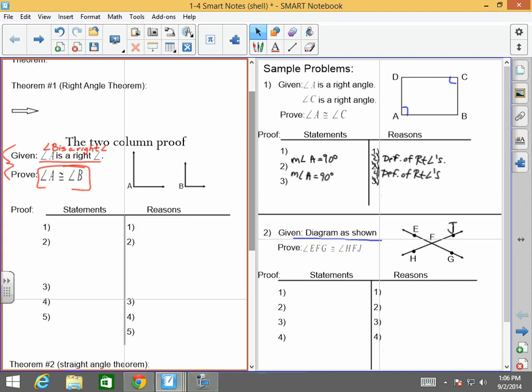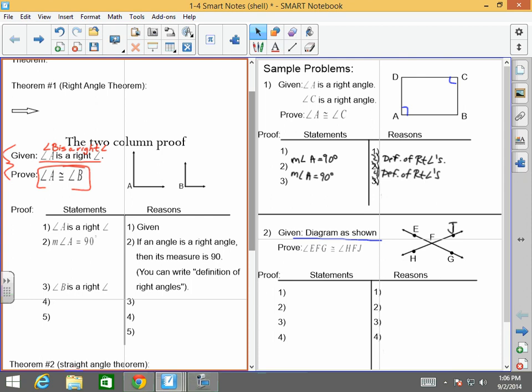And this first proof, I wanted to prove that angle A is congruent to angle B. According to this, I know that angle A is a right angle and angle B is a right angle. So I write it's a right angle, given. The measure of angle A is 90. If an angle is a right angle, then it has a measure of 90 degrees, definition of right angles. Angle B is a right angle, given. The measure of angle B is 90 degrees, definition of right angles. Now, we've already learned, before we started doing proofs, that if two angles have the same measure, then they are congruent, correct? So, boom. That's what I did.